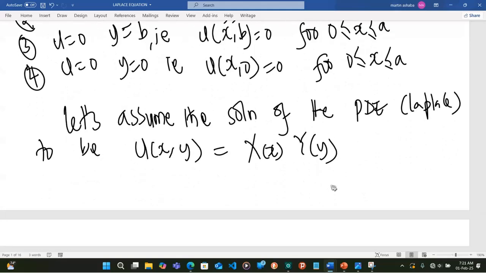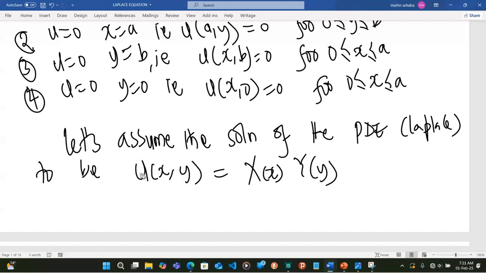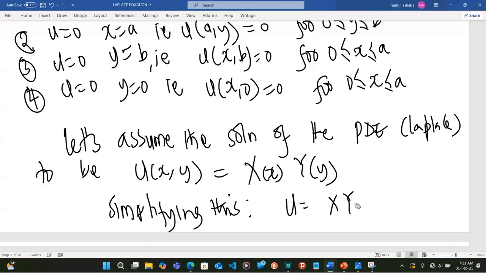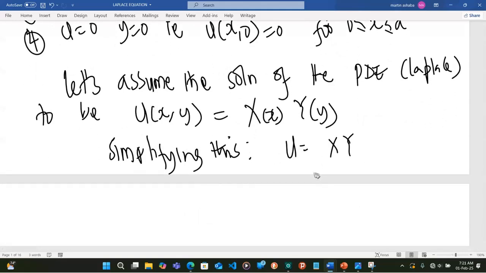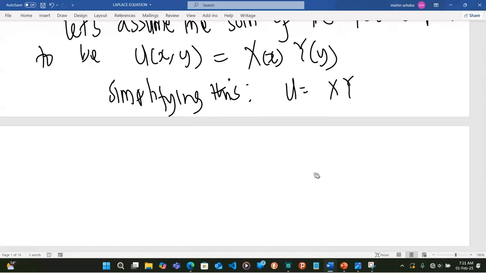So if we take an assumption that since this solution is going to be dependent on the position or the value of x and y, then we can say it is going to be a function that is composed of two functions, one which is X as a function of x and another one as Y being a function of y, being multiplied together. So simplifying this, we can say u is equal to XY. So now, having u equivalent to XY, we can start differentiating.